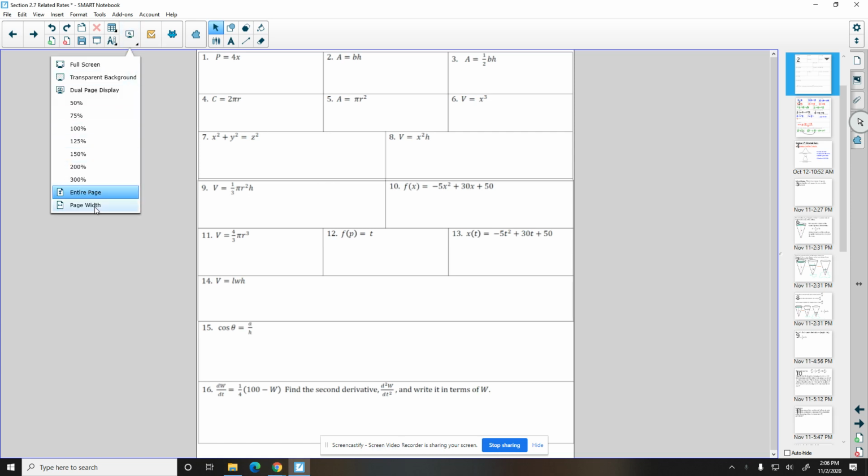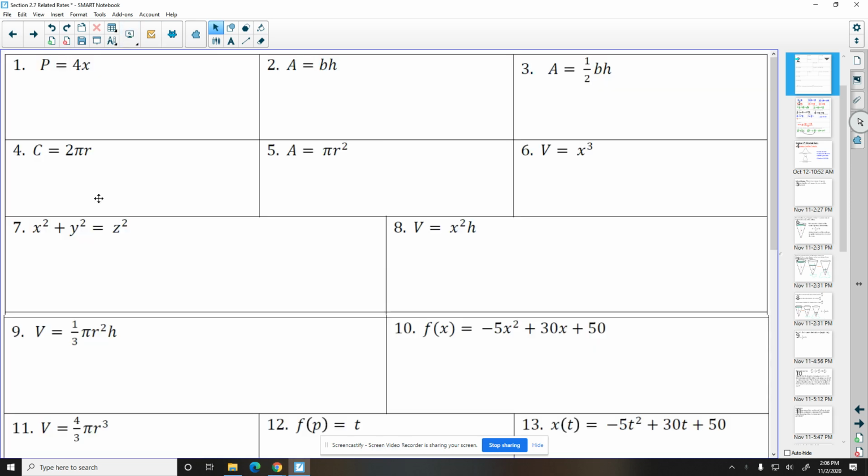All right, we're going to do a little warm-up before we start the related rates section. So basically, your task here with this warm-up is to take the derivative with respect to t. Okay, take the derivative with respect to t. So let's start with something simple like number 6.